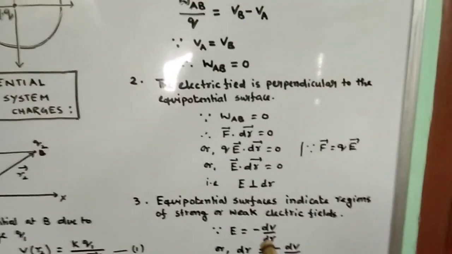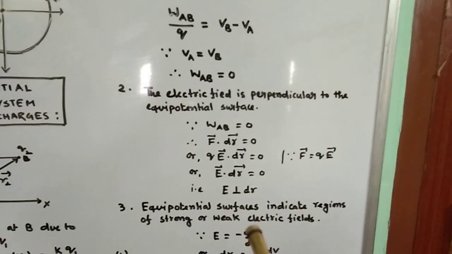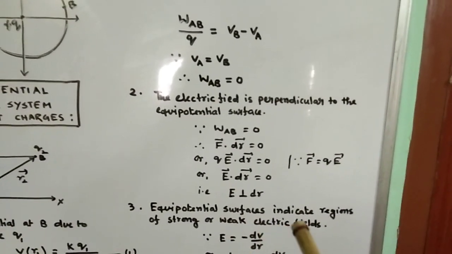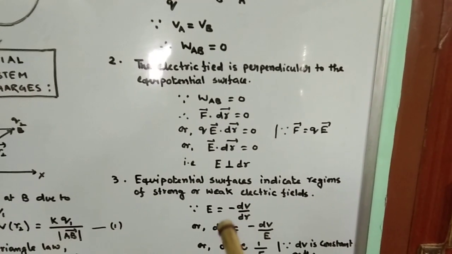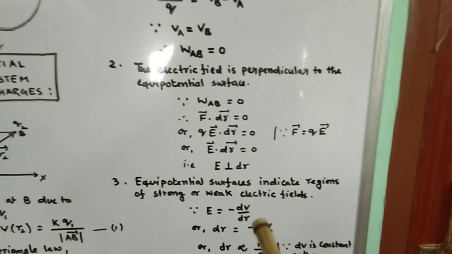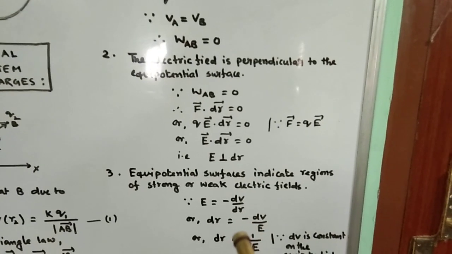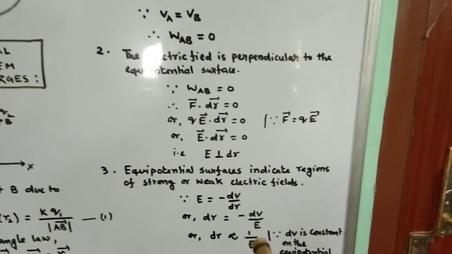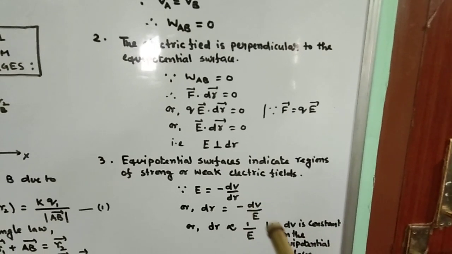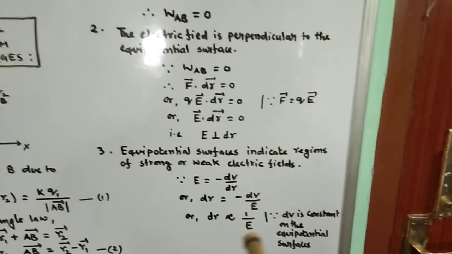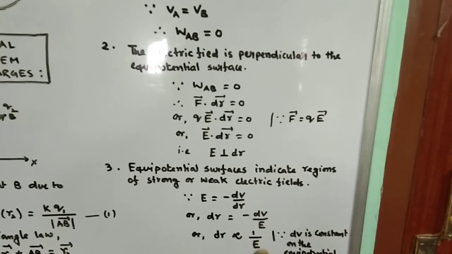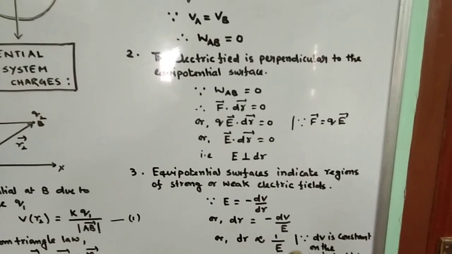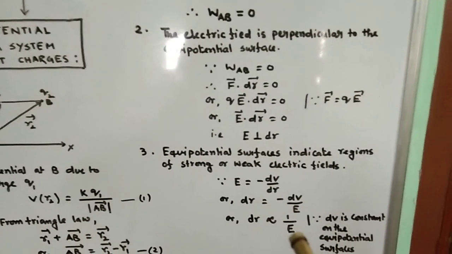Now the third important point regarding equipotential surface is that equipotential surfaces indicate regions of strong or weak electric field. We already know E equals minus dV by dr, which we discussed in the last class. So dr is minus dV by E, just by cross multiplication. If we consider dV constant on the equipotential surface, you can say dr is proportional to 1 by E. So if the equipotential surfaces are crowded, it means the field intensity is very high.